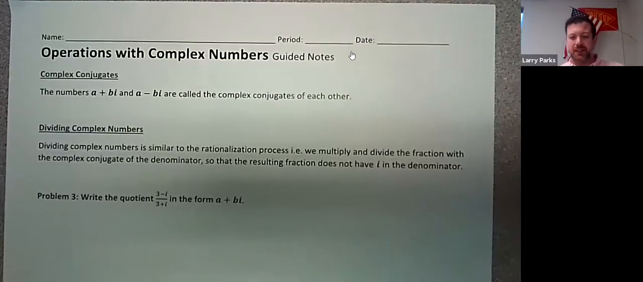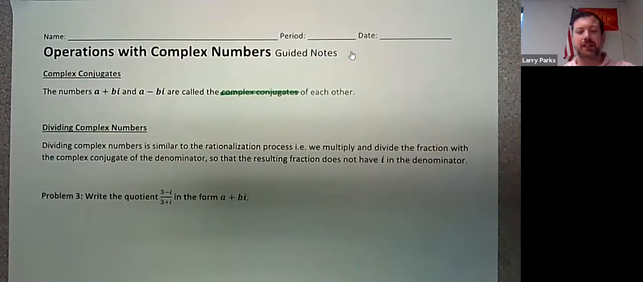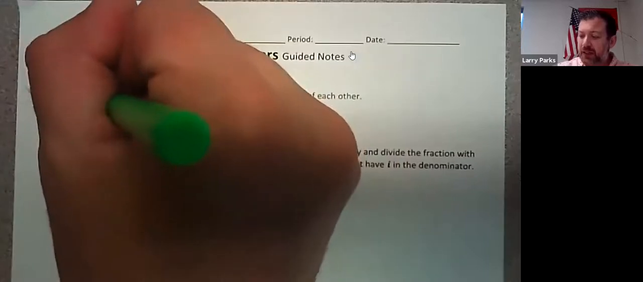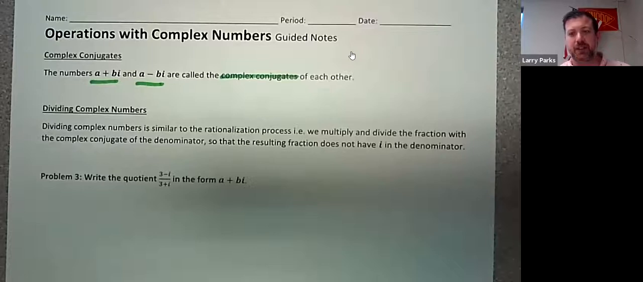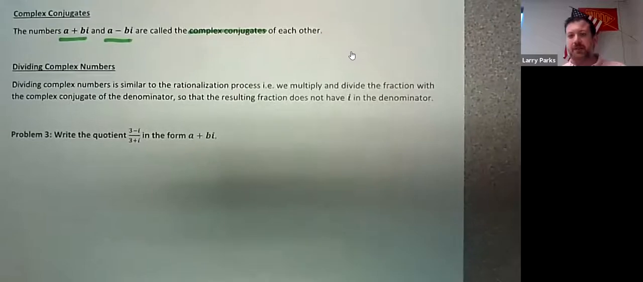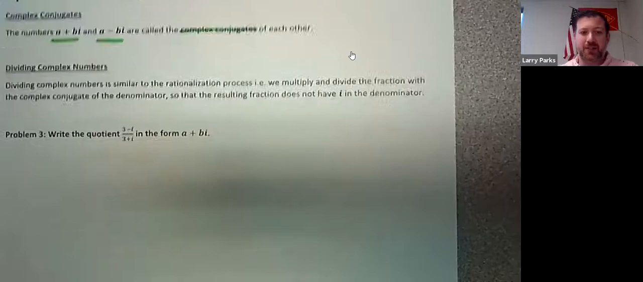And before we start, we need to define something that's called a complex conjugate. And what is a complex conjugate? It's when you have one that's a plus and one that's a minus. So it'd be like 2 plus 3i, 2 minus 3i, 6 plus 4i, 6 minus 4i, 1 plus 2i, 1 minus 2i. Those are all what we call complex conjugates. And what's nice about complex conjugates is what they do, it's called rationalization.